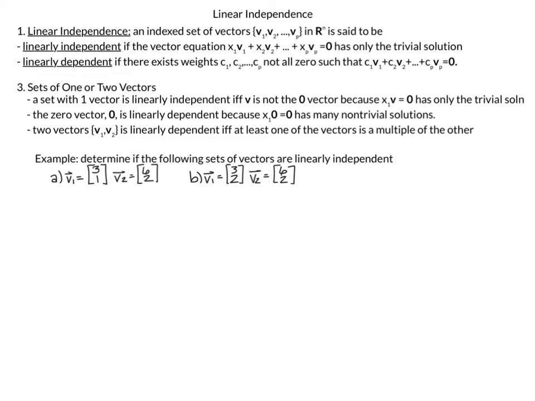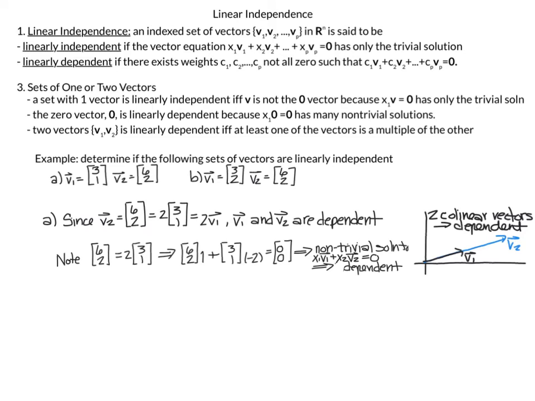I have an example here to determine if the following sets of vectors are linearly independent. My first set of vectors is v1 equals (3, 1) and v2 equals (6, 2). My second set is v1 equals (3, 2) and v2 equals (6, 2). For my first set, since v2, which is (6, 2), is equal to 2 times (3, 1), which is 2 times v1, then v1 and v2 are scalar multiples of each other, and by this statement here, they are dependent.